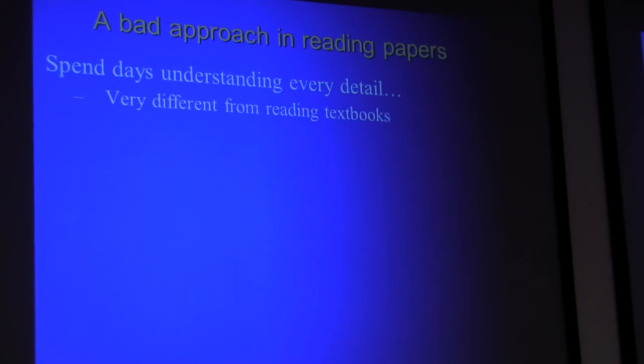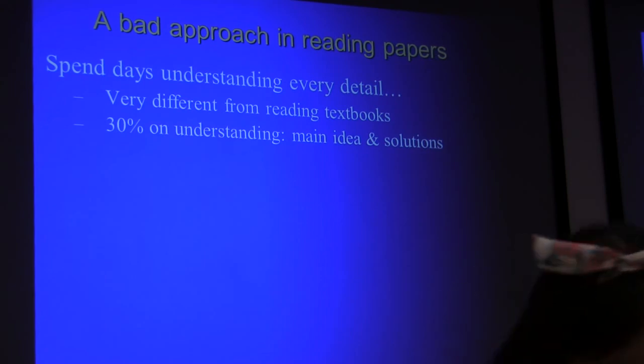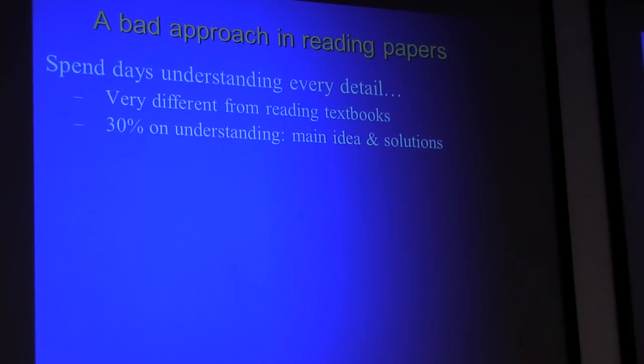That's because reading a research paper is very different from reading textbooks in undergraduate study. There, we try to understand the knowledge. Here, we try to understand what has been done, and we try to surpass it. So therefore, I recommend that you spend only 30% of the time trying to understand the main idea and solution of the paper. And you spend the other 70% of the time, or a much larger portion, on 2 kinds of thinking.